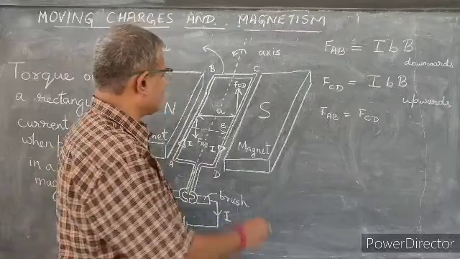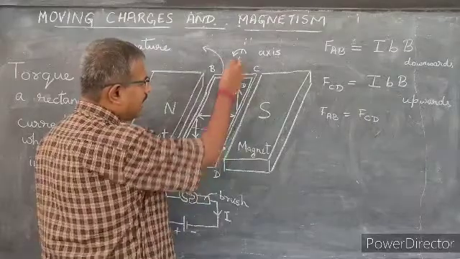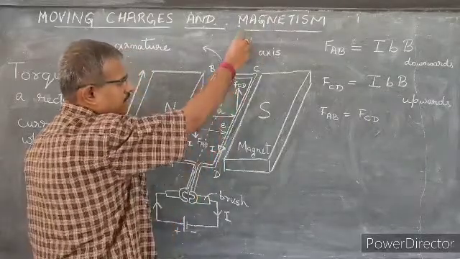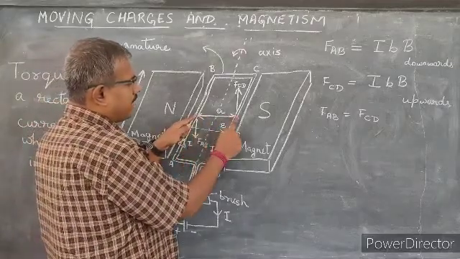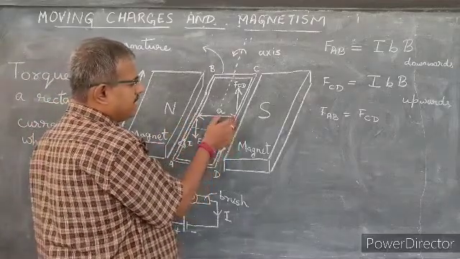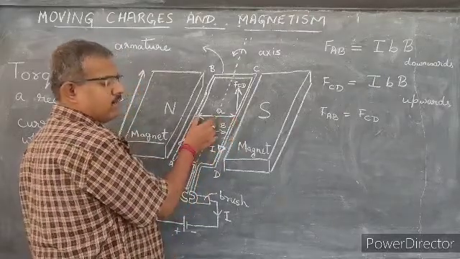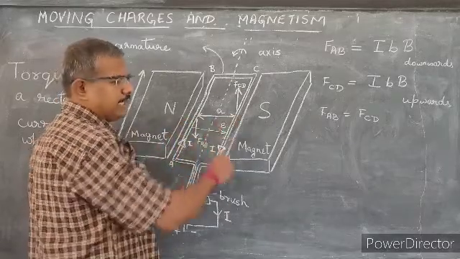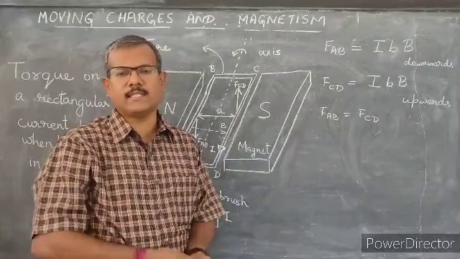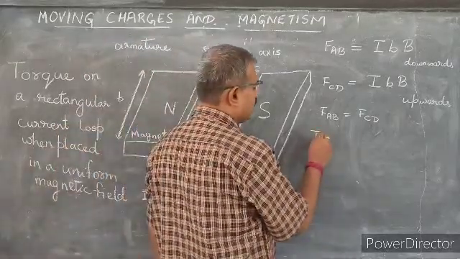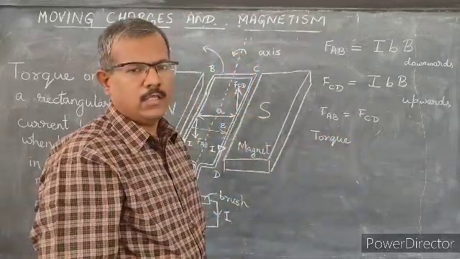But what happens is that while the forces cancel out each other, they are acting some distance away from the axis of this armature. This is the axis of the armature. They are acting some distance away. So if I take the width of this armature as a, this force is acting halfway to the right, and this force FAB is acting halfway to the left, and they are acting in opposite directions. So when two equal forces act in opposite directions at some distance away from the axis, they create what is called a torque, something that you learned last year. So they create a torque.